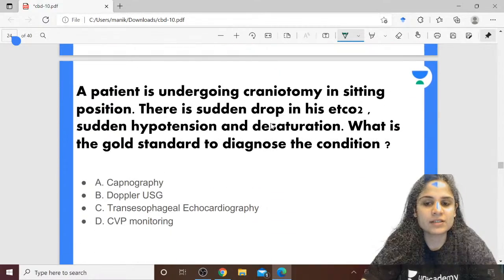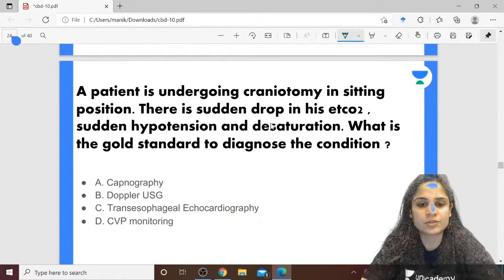Okay. A patient is undergoing craniotomy in sitting position. There is sudden drop in his ETCO2, sudden hypotension, desaturation. What is the gold standard to diagnose the condition? Capnography, Doppler, ultrasound, transesophageal echocardiography or CVP monitoring?